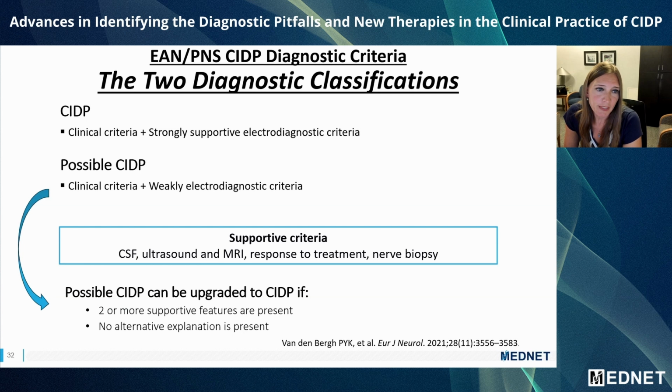Secondarily, if you have the clinical features, but maybe only 1 motor nerve is affected with demyelinating characteristics, then that's really weakly met electrodiagnostic criteria. And then from that point, you have to look for other things to support the diagnosis. And that would include spinal fluid or imaging or response to treatment, or nerve biopsy. Sometimes we rarely do that, but that's sometimes necessary. If you find 2 or more of those supportive features are present, then you can kind of upgrade that to being CIDP, if there's no alternative explanation present.